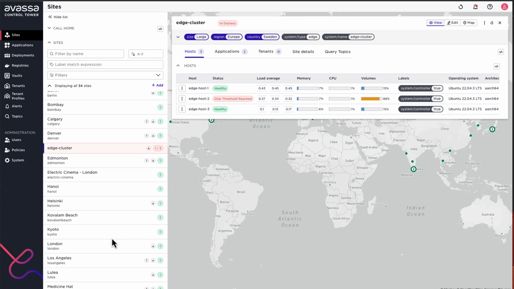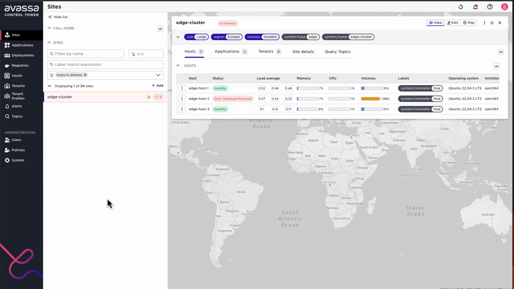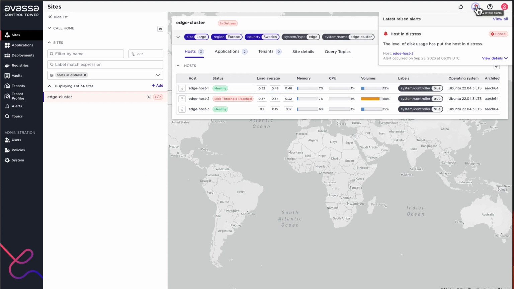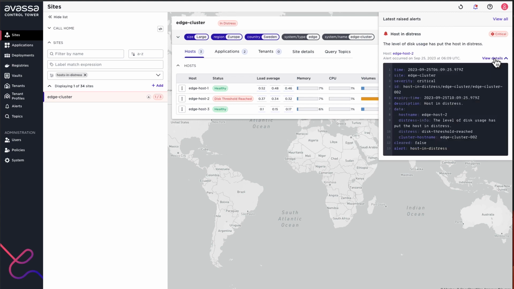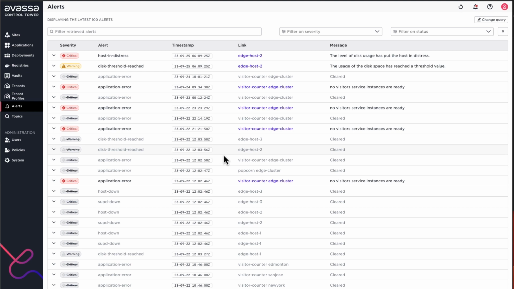So if you're monitoring your site list like this, you immediately get an indication. For example, if you would have enabled the filter that just shows me hosts and sites where I have a problem, that site will only be visible, and this is probably what you have on your NOC screen, not the complete list. You'll also get an alert up here, so it says host in distress, you can view the details, and you also have a complete alarm history. So this is an example of all the alarms that have occurred in the system.